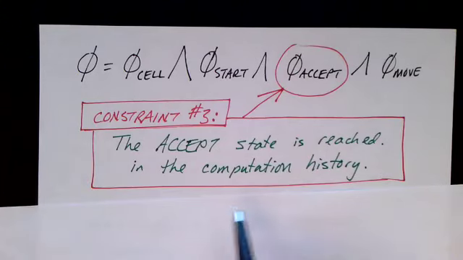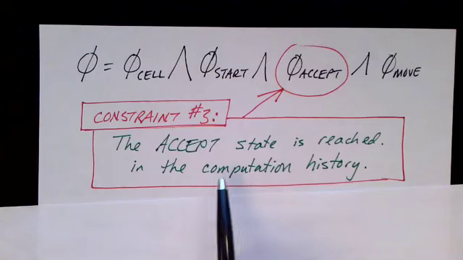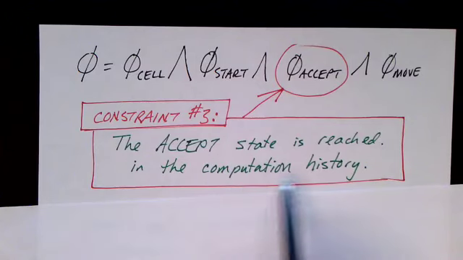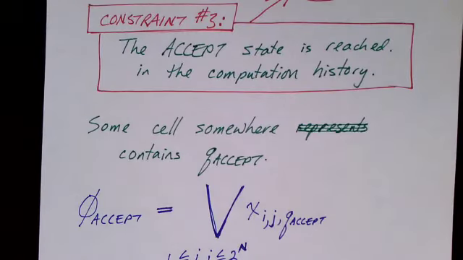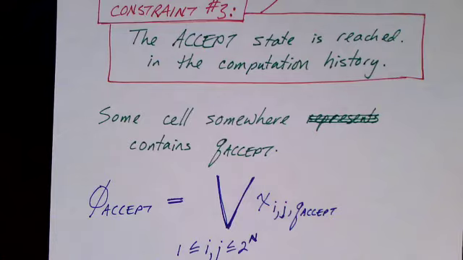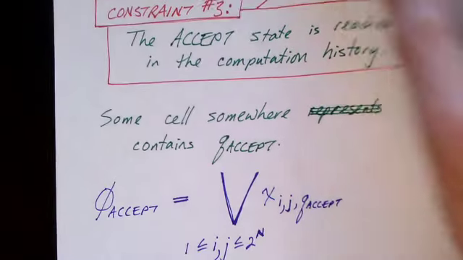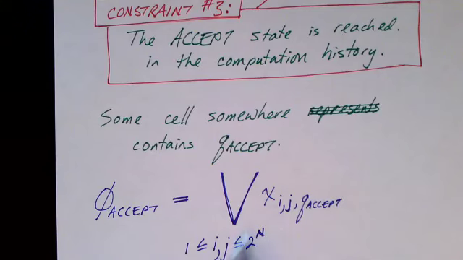Here's our third constraint, which says that the accept state has to be reached in the computation history. This is basically just saying that some configuration somewhere has to have the accept state in it. So this one's a pretty easy constraint to express with a Boolean formula. Some cell somewhere contains the symbol for the accept state. So we're saying that for all cells in the table, one of them has to indicate that that cell contains the accept state. So a gigantic disjunction.